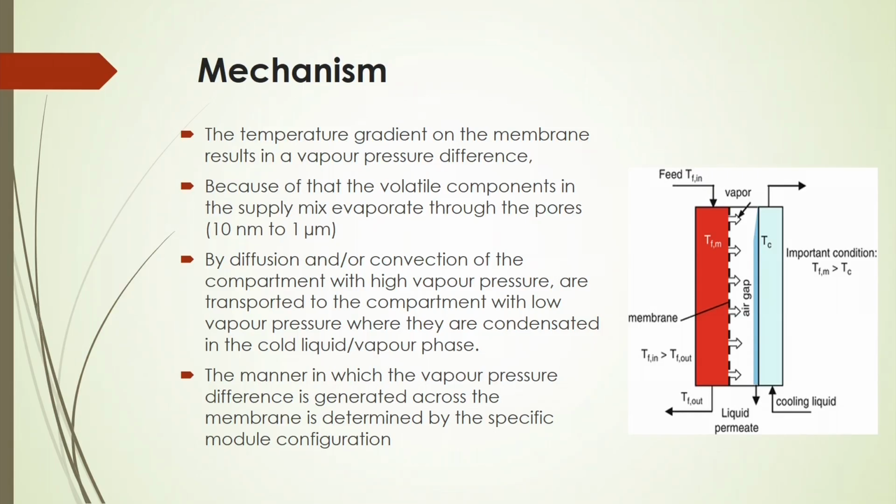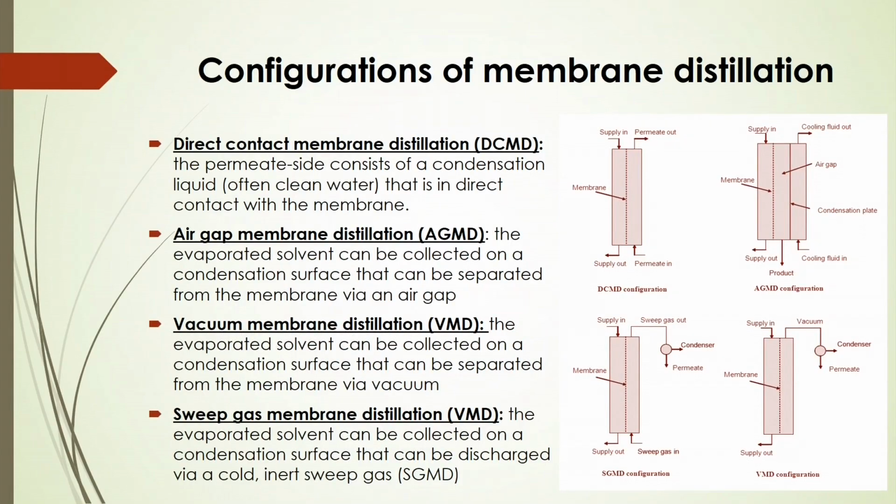And the manner in which this vapor pressure difference is generated across the membrane is determined by the specific module configuration. So, what are the different configurations actually available? Like direct contact membrane distillation modules, air gap membrane distillation, vacuum membrane distillation, sweep gas membrane distillation. These are the different kinds of membrane distillation configurations available.